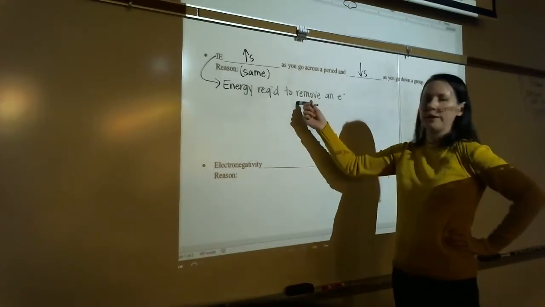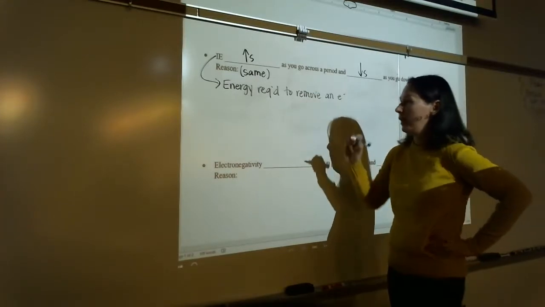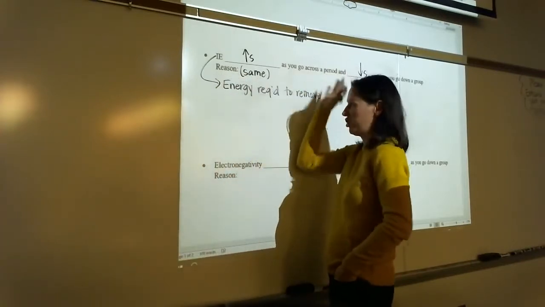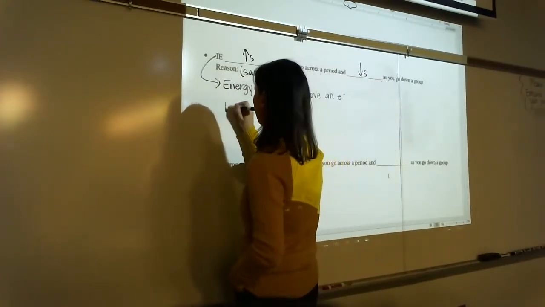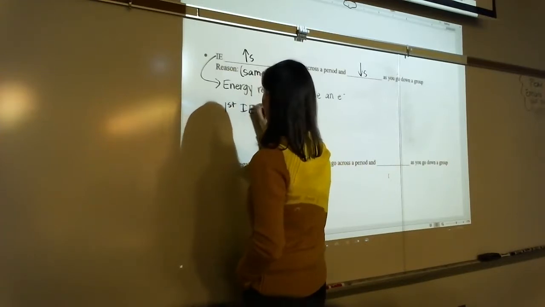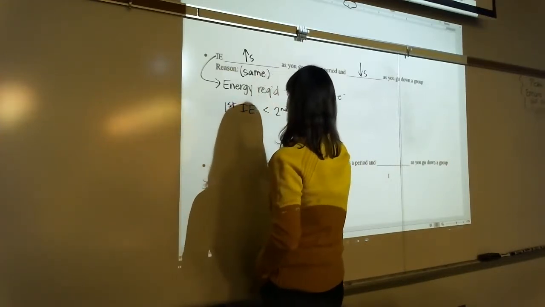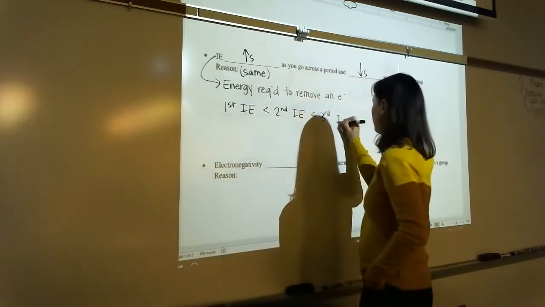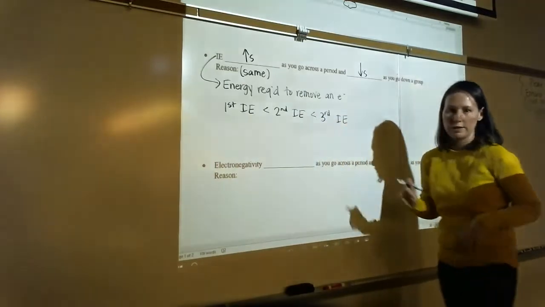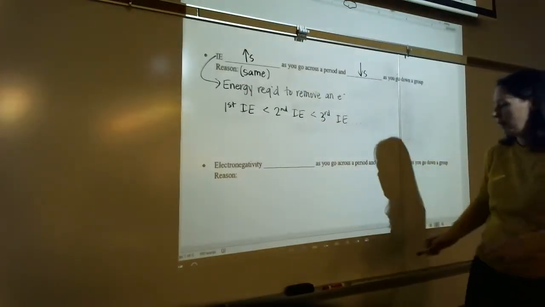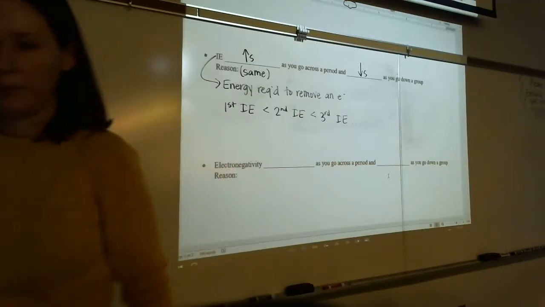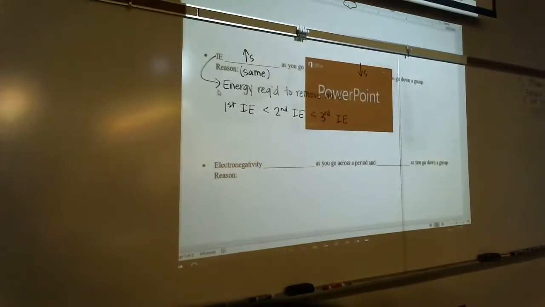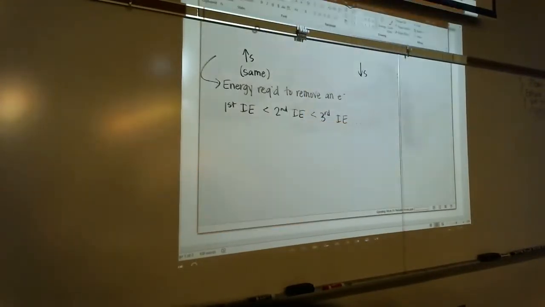I didn't give you space to write the definition of what ionization energy is. And here's another thing we need to add. So like I said, call this reason / extra info. The first ionization energy is always less than the second ionization energy, which is always less than the third ionization energy, et cetera, et cetera, et cetera. And I've got a figure that I wanted to show you. It's in a PowerPoint here.